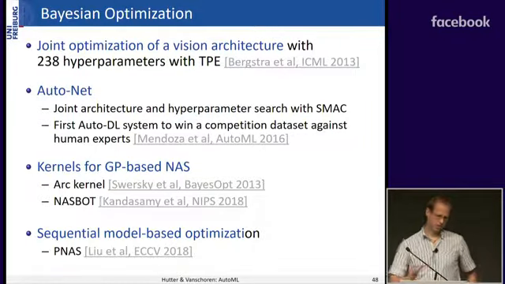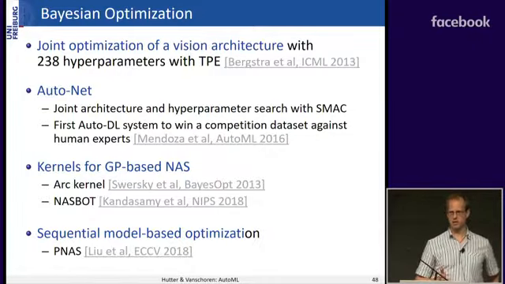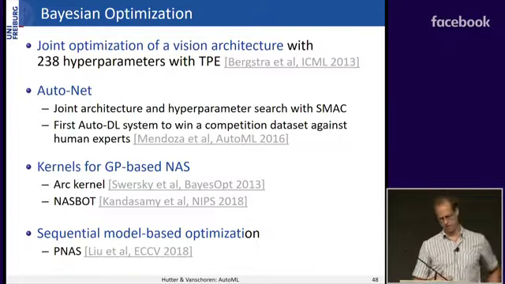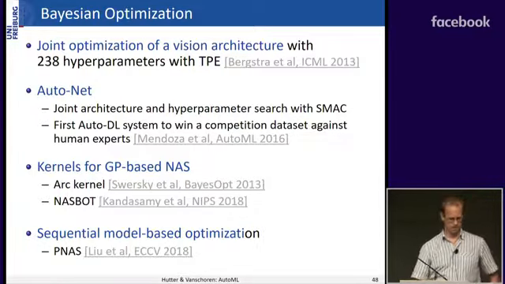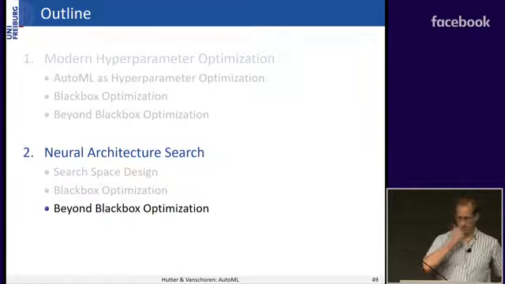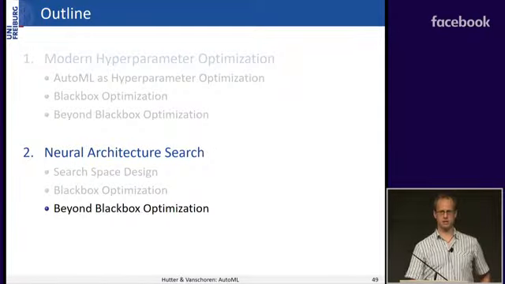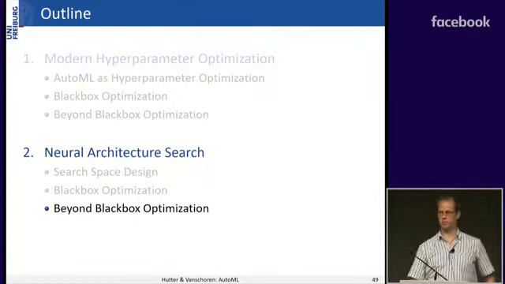A somewhat related method to Bayesian optimization is sequential model-based optimization, which also uses a surrogate model in order to pick the architecture to evaluate next, and also yielded state-of-the-art results compared to reinforcement learning recently. All right, so that was Bayesian black box optimization for neural architecture search. We already saw most of black box optimization for hyperparameter optimization anyways.